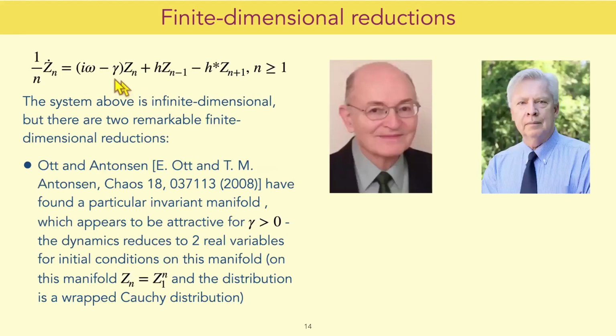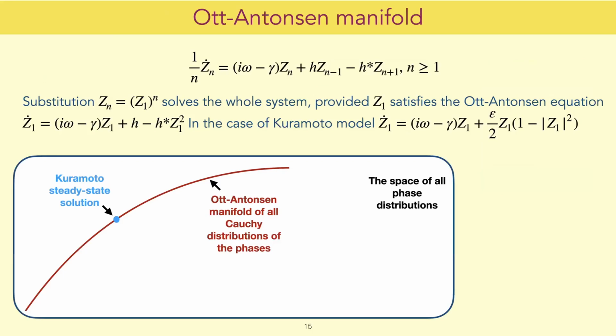Now, another substantial progress was made in 2008 by Edward Ott and Thomas Antonsen. They realized that this infinite system of equations can be reduced to one complex variable or two real variables if you assume that such a condition holds, so that higher order moments of the distribution are just powers of the first moment. And this is the property of the wrapped Cauchy distribution. So this case defines the so-called Ott-Antonsen manifold.